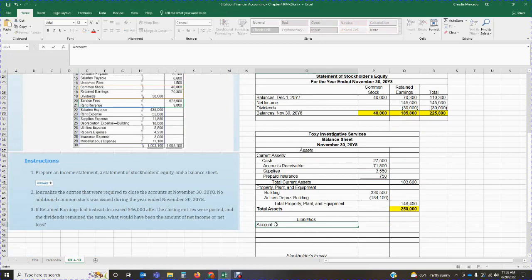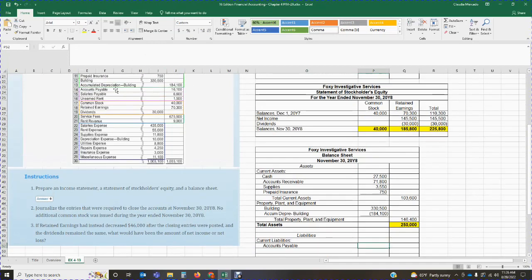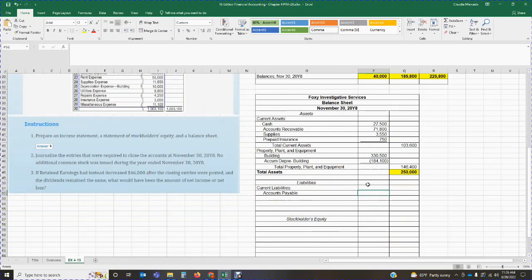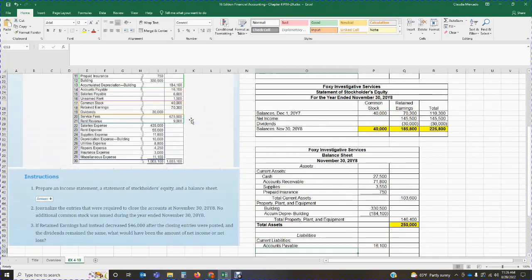We have accounts payable. Well, what kind of liabilities? These are current liabilities. Okay. Remember, current liabilities are anything that you're going to pay within a year. If it's longer than a year, then they are long-term liabilities. Okay. So we have current liabilities. We have accounts payable of how much? 16,100. Okay.